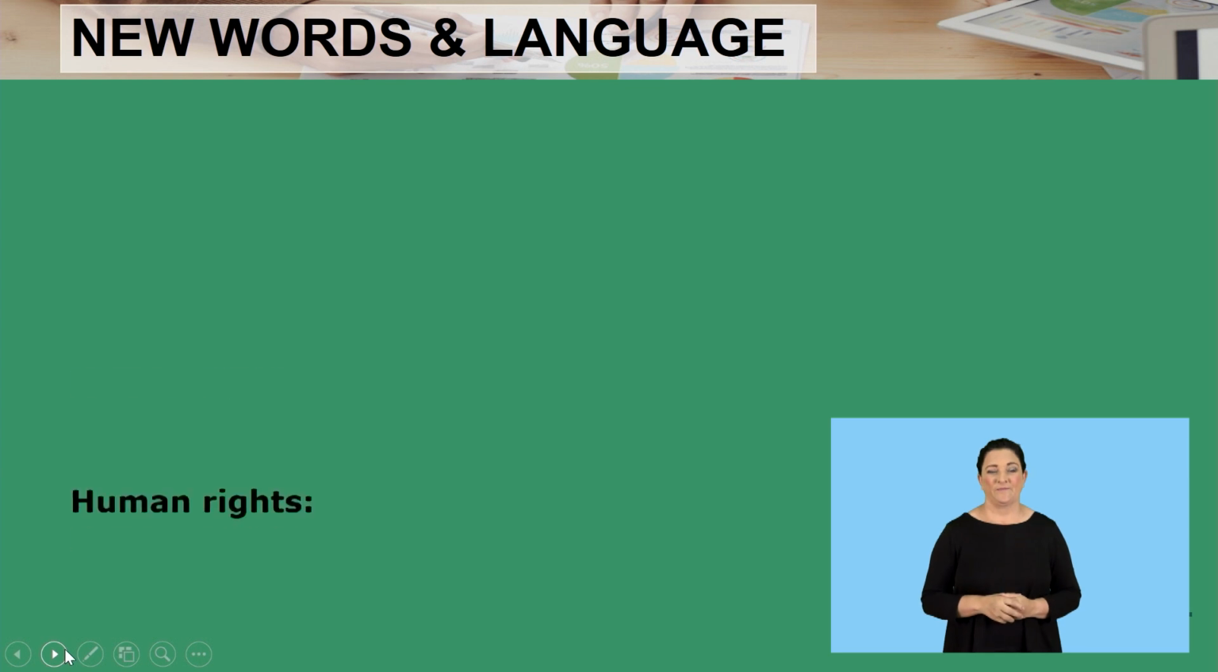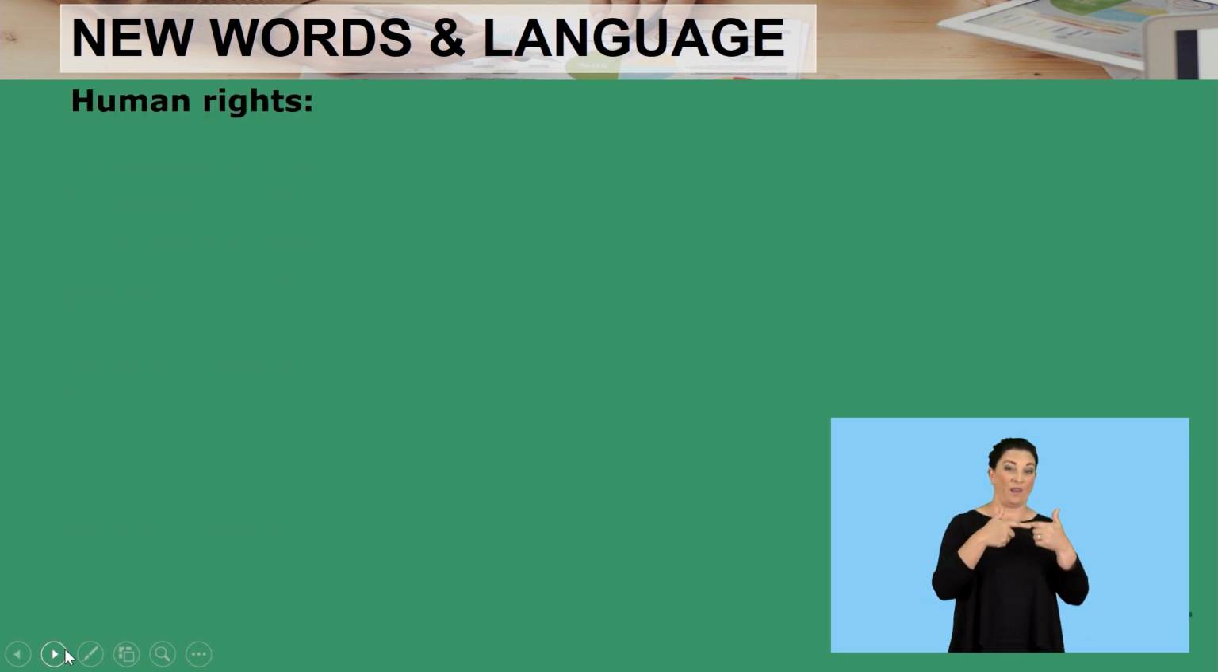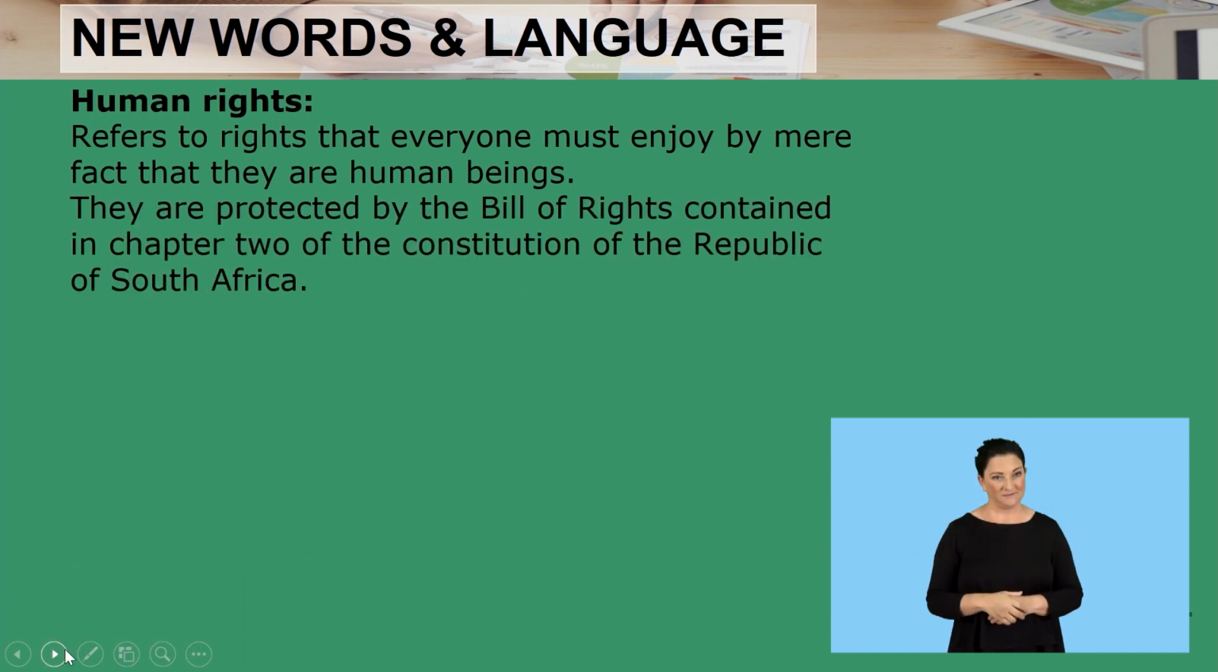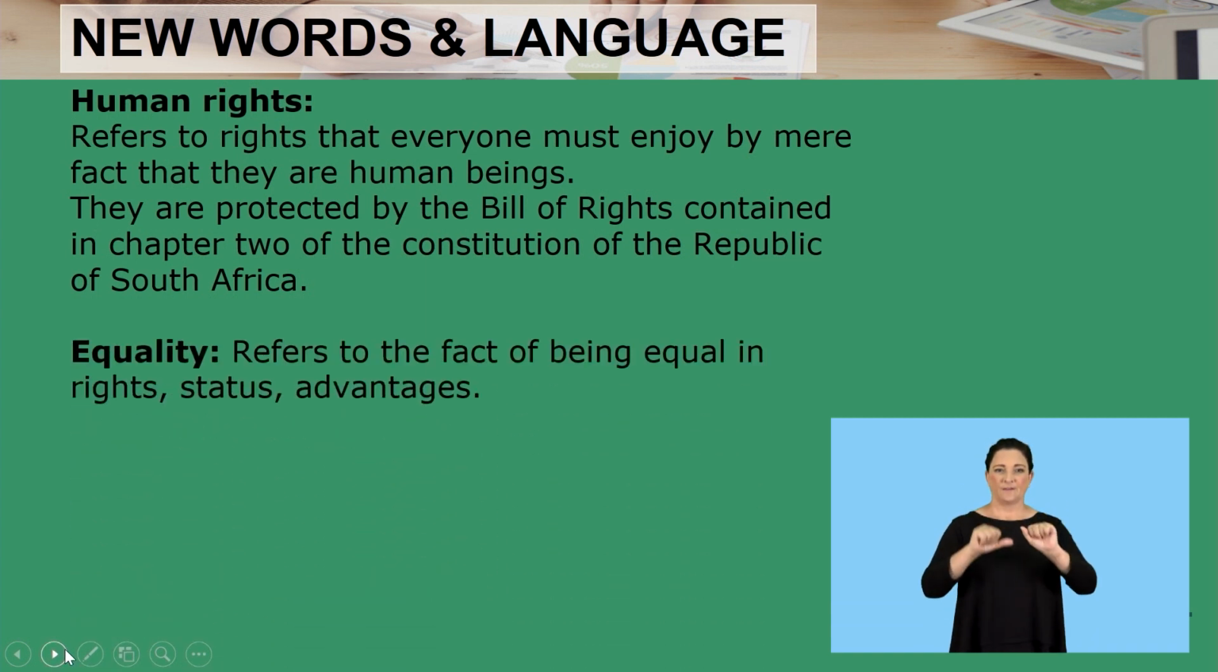New words and language. For this lesson, we're going to be focusing on the term human rights, which refers to the rights that everyone must enjoy by the mere fact that they are humans, especially in the workplace. Then we'll also look into another definition of human rights, which is to say the human rights, we should know that they are protected by the Bill of Rights contained in Chapter 2 of the Constitution of the Republic of South Africa. Then we have the term equality, which refers to the fact of being equal in rights, status, and advantages, and this would also be applicable in the workplace.